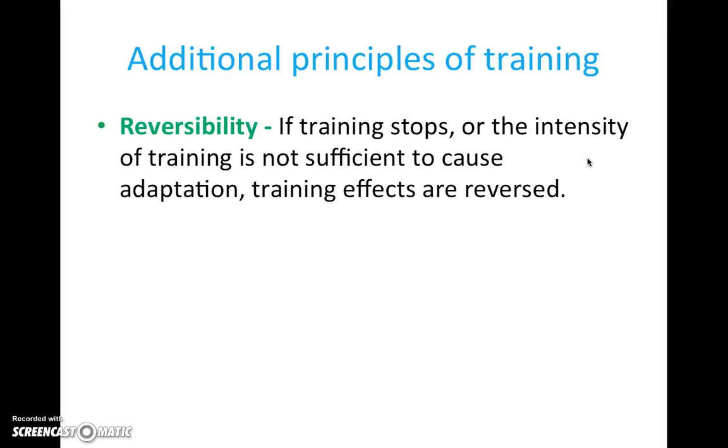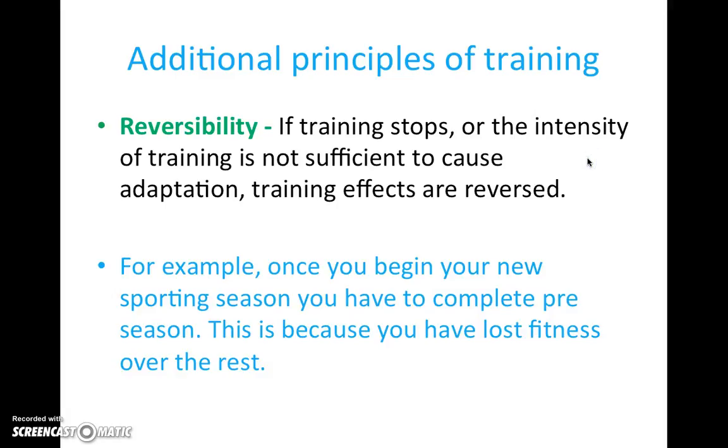Reversibility. If training stops or the intensity of training is not sufficient to cause adaptation, training effects are reversed. A perfect example for this is you have to do pre-season training when your season starts up again. So before your season starts, you do pre-season training. This is because once your season has finished, you rest. Your season's finished and you rest for 3 to 4 months. Therefore, reversibility happens. You kind of lose your fitness levels. And this is the example I've used here. So once you begin your new sporting season, you have to complete pre-season. This is because you have lost fitness over the rest. So over the couple of months you've been resting, you have lost fitness. Therefore, reversibility has happened. Okay.